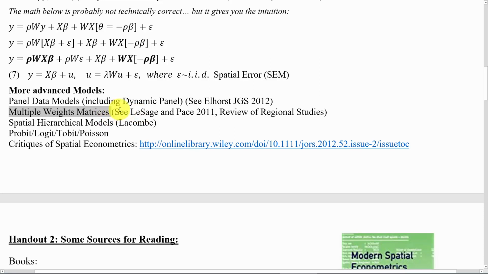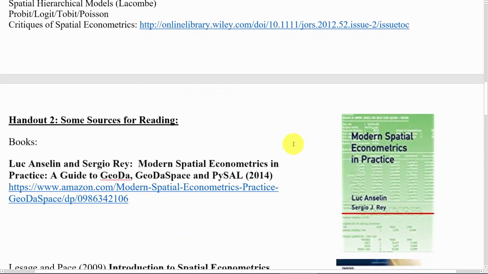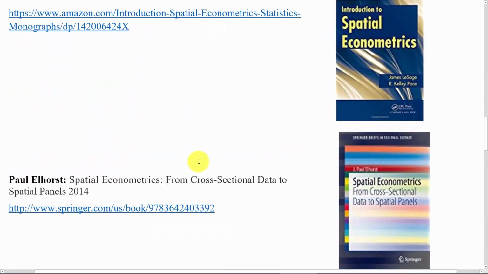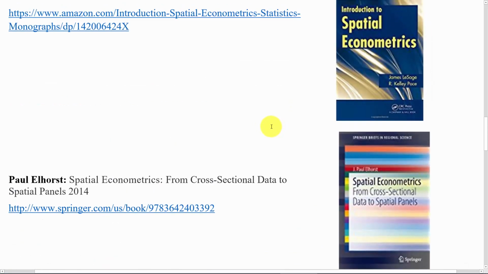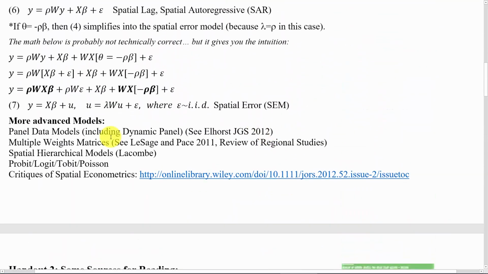Lesage and Pace in 2011 in the Review of Regional Studies, they have an article. It's a free and open source journal. And again, I have a link down here to that article called Pitfalls in Higher Order Model Extensions of Basic Spatial Regression Methodology, to give you some things to think about whenever you want to try to go with multiple weights matrices. Another area that Don Lacombe, buddy of mine, has been working on is spatial hierarchical models.